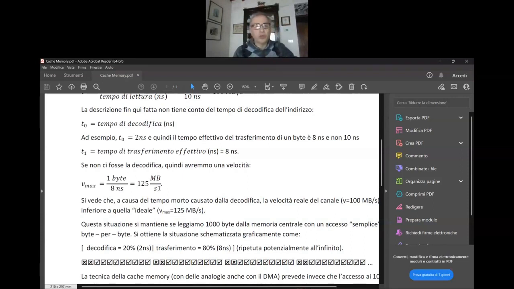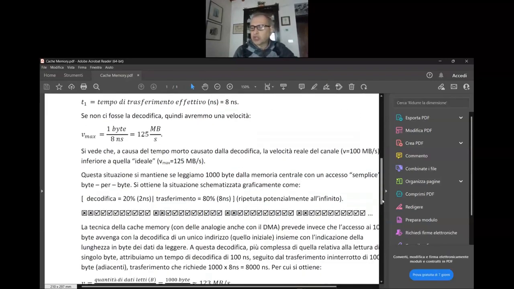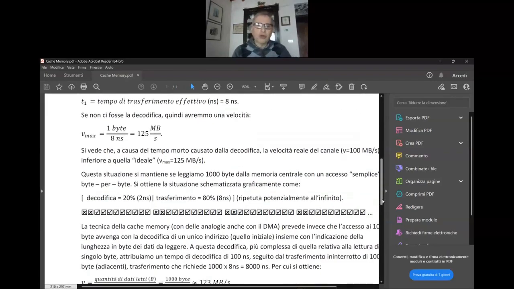which is roughly 80%. The reason for this is the significant amount of time that is unfortunately lost during the decoding process. And if we extend this discussion from a single byte to reading 1,000 bytes, and we use the same procedure, then we will still have 20% dead time, so 20% decoding and the actual transfer, which we could call payload by analogy with other situations, of 80%.